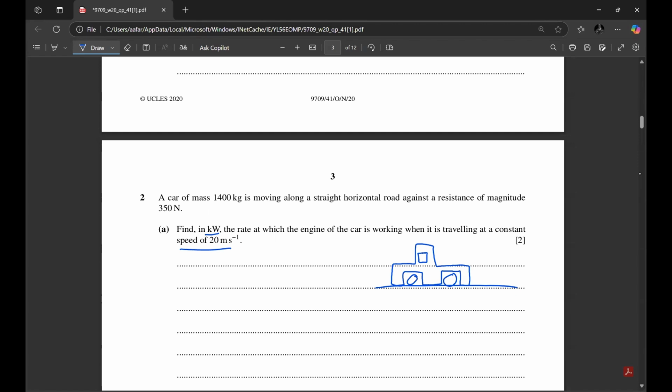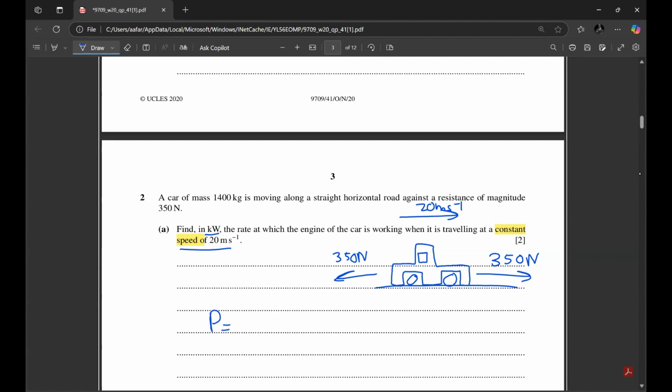Okay, so it's going in this direction at 20 meters per second, and it's facing a resistance of 350 Newton. And since it said that it's traveling at a constant speed, that means there is no acceleration, right? Acceleration is zero when the resultant force is zero, and that's only the case when the driving force is equal to the resistive force, which is 350 Newton.